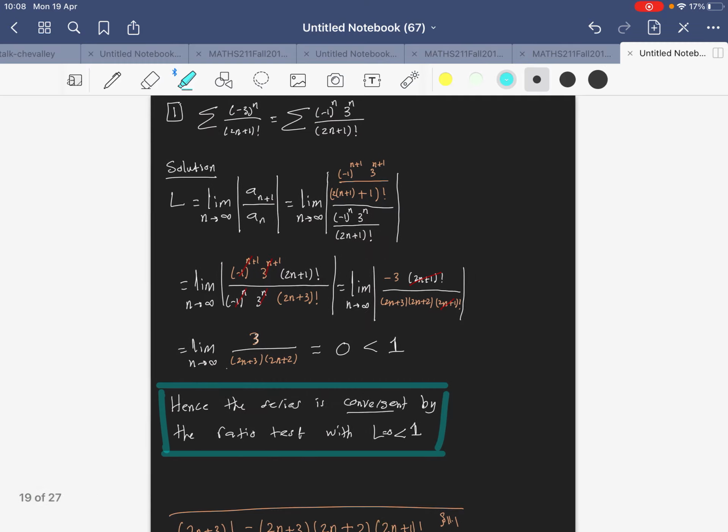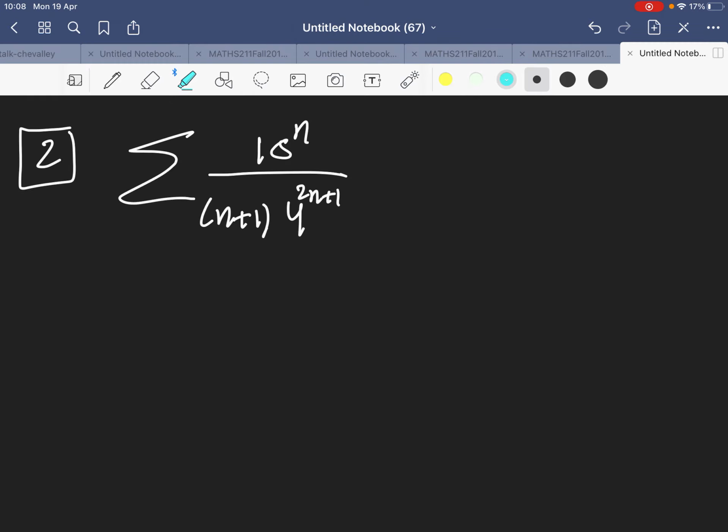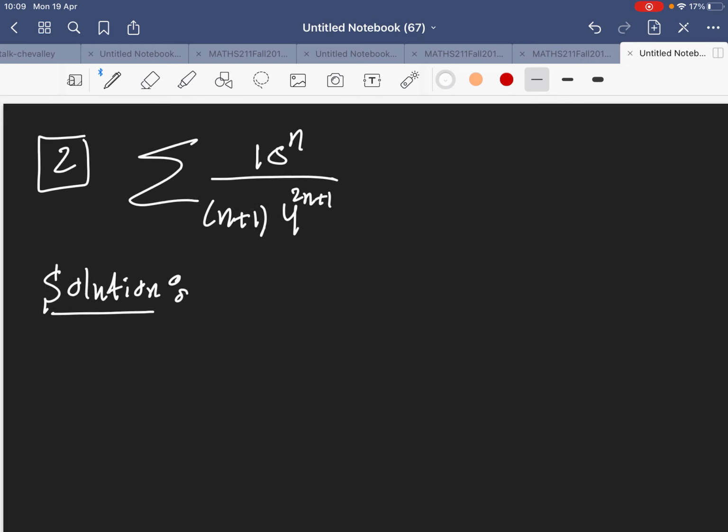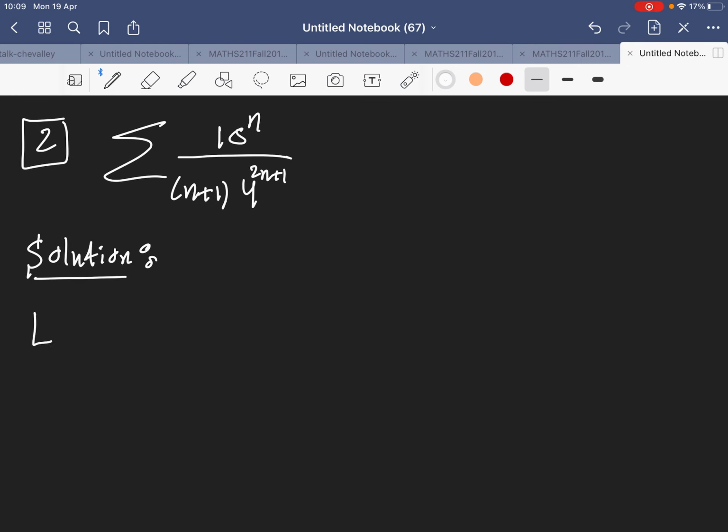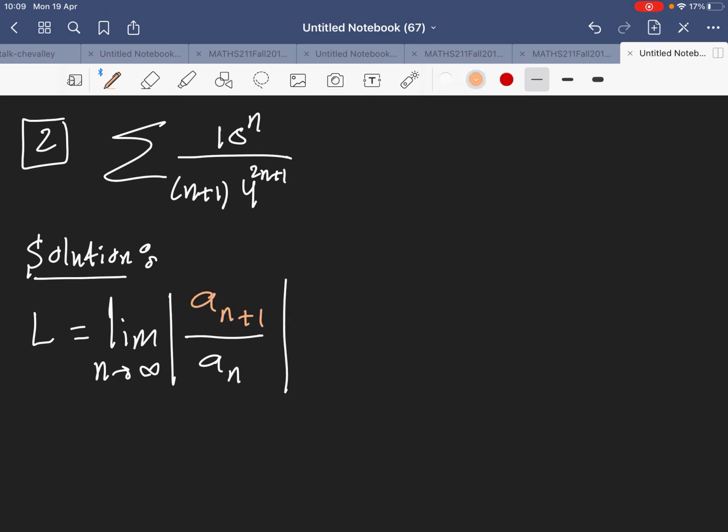Let's do another one, which is this one. Now this one, as I said, we have a number to a variable, number to a variable. So the ratio test could be a perfect trial here. Let us do it. Solution. We need to find L. What is L? It is the limit as n goes to infinity of a_(n+1) in the top over a_n.